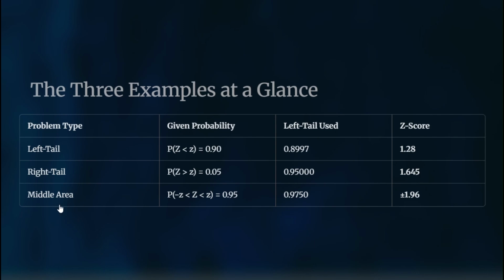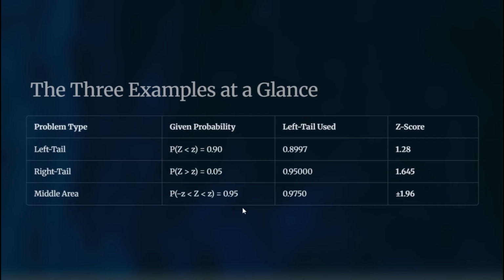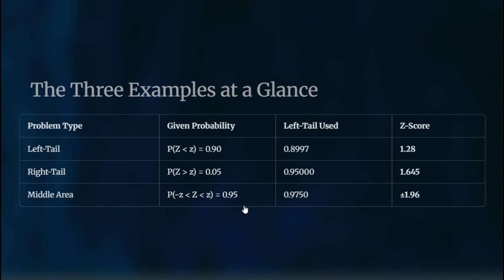And for a middle area problem, meaning the probability that z is between 2 values, when that probability was 0.95, the left-tail value was 0.975. How we found this value: we did 1 minus 0.95, which was 0.05, and we divided that by 2 because the curve is symmetric. We have the same in each tail, and we did 1 minus 0.025, which was 0.975. And that gave us the z-scores of plus and minus 1.96. So notice the pattern. Every problem ultimately becomes a left-tail lookup. The key is knowing how to convert before you search the table.